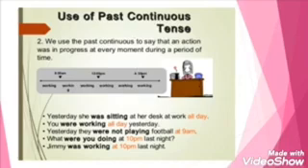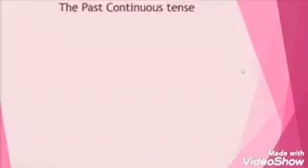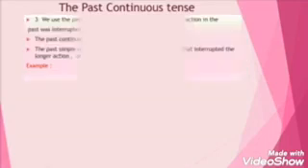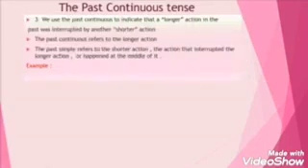Okay? Fine. So let us go to the third use, which is very important and one of the most common uses of the past continuous tense. Let's check it together. We use the past continuous tense to indicate that a longer action in the past was interrupted by another shorter action.